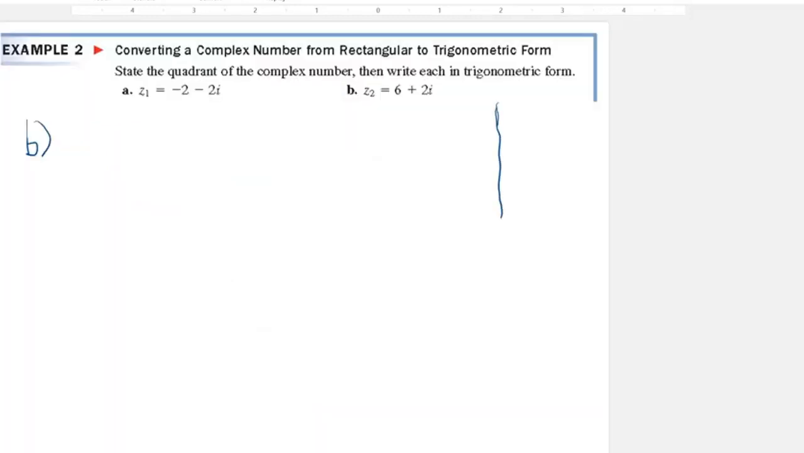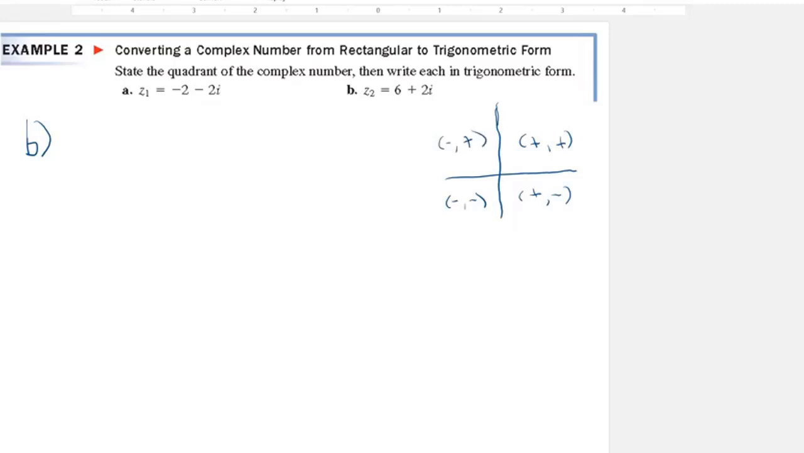So we're going to state the quadrant. I'll just graph it for you. You don't really need to graph it to state the quadrant. If you have 2 negatives, then you're in quadrant 3. If you have a positive x and a negative y, you're in quadrant 4. This one's going to be in quadrant 1 because they're both positive. I believe you all know this.